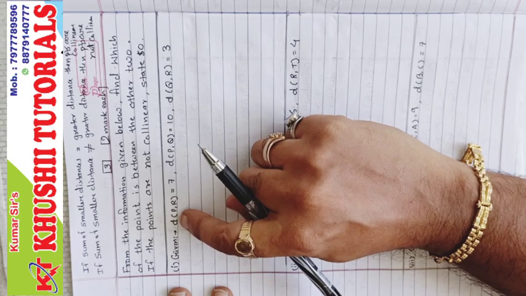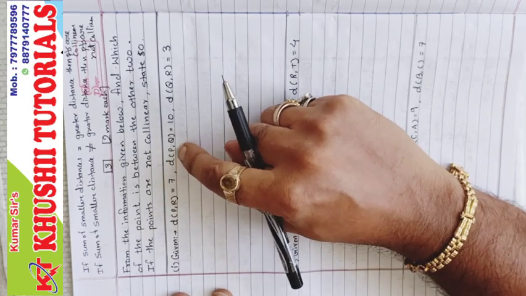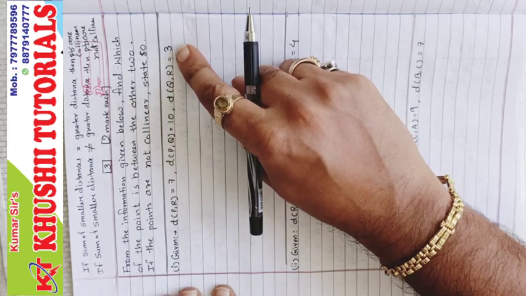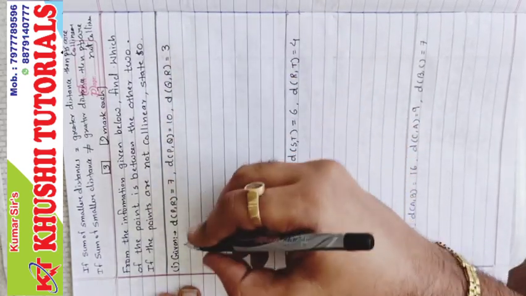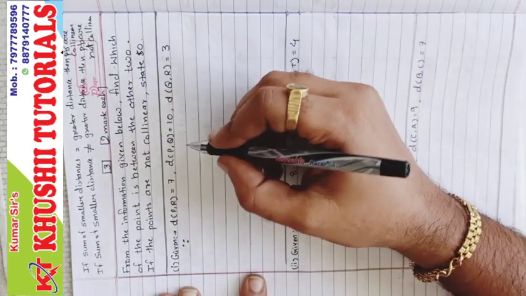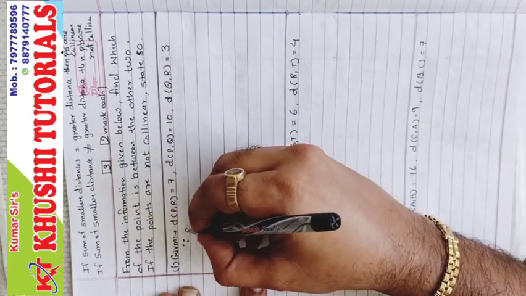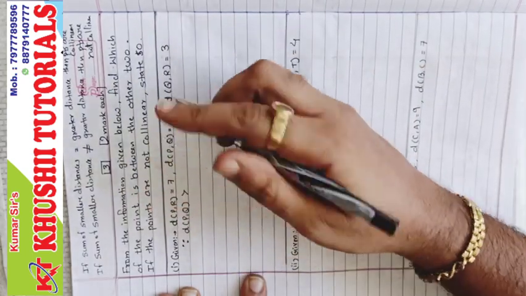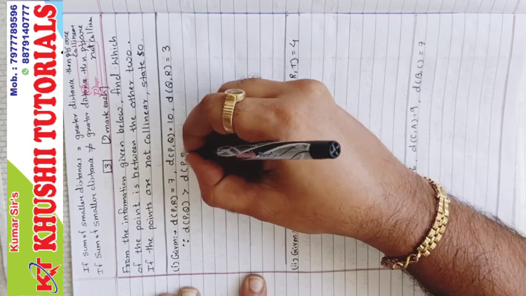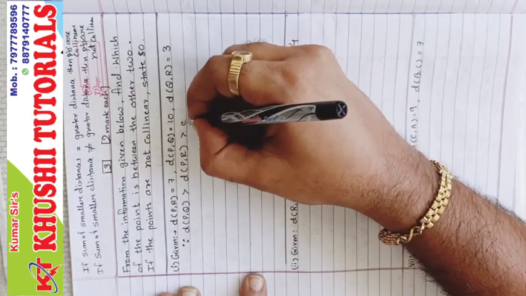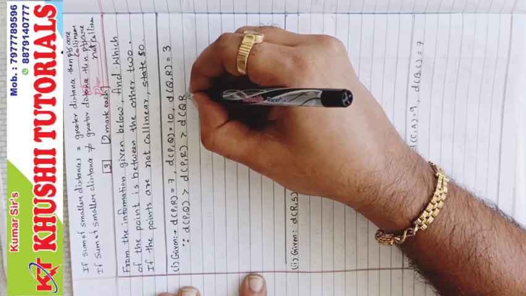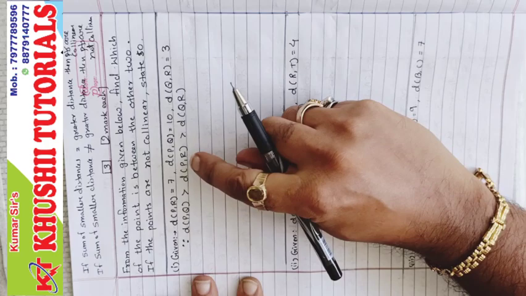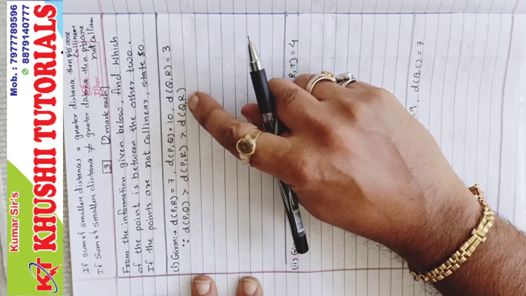The distance P comma R is given as 7, distance P comma Q is given as 10, and distance Q comma R is 3. First we have to compare them. Distance P comma Q is the greatest one. The second one is distance P comma R, and the smallest one is distance Q comma R. This is the arrangement: P comma Q is greater than P comma R is greater than Q comma R.